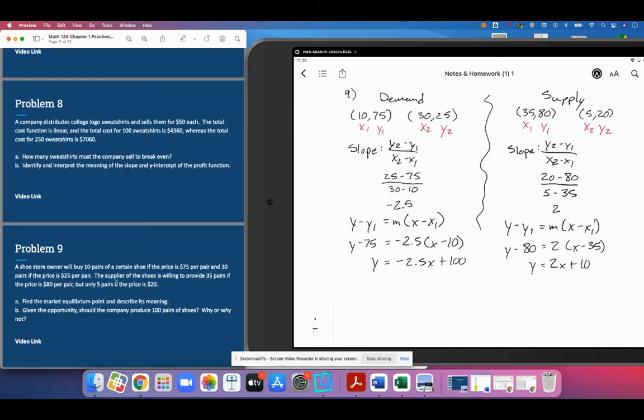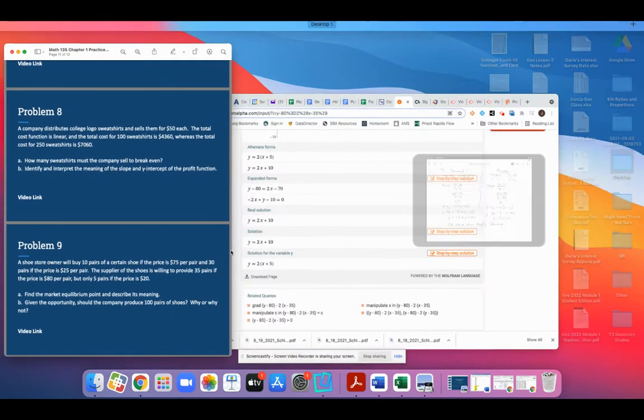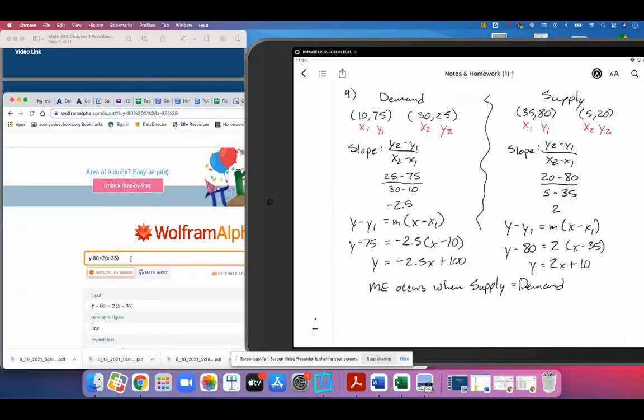And so for number 9, everyone, we are asked to find market equilibrium. We need to remember that market equilibrium occurs when supply is equal to demand. So I can set these two equations equal to each other, and that will tell me what my market equilibrium point is. Again, x is always going to be the number of products, and y is always going to be the money.